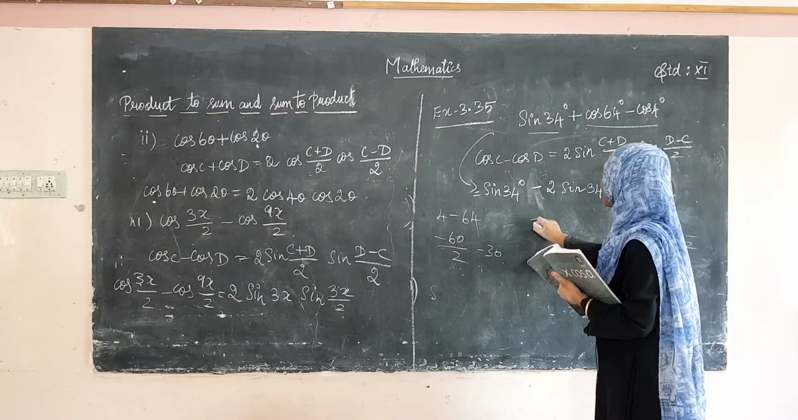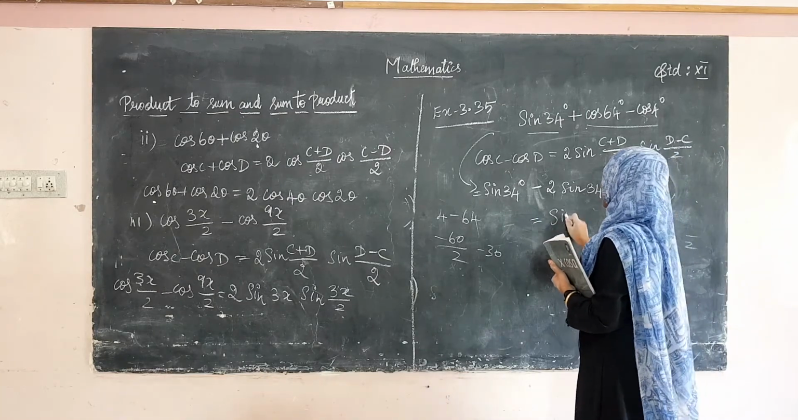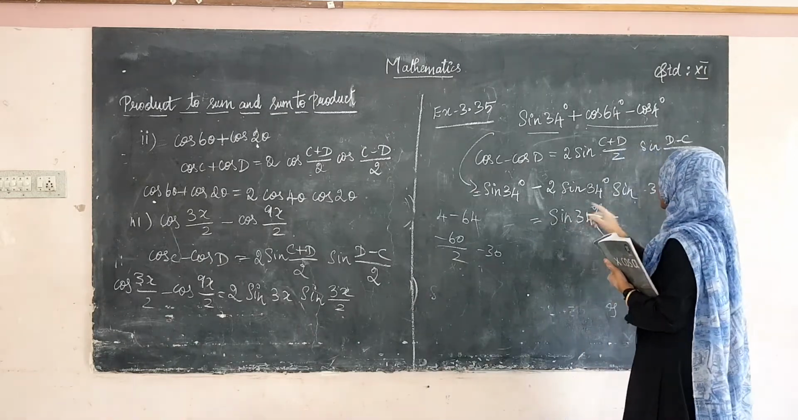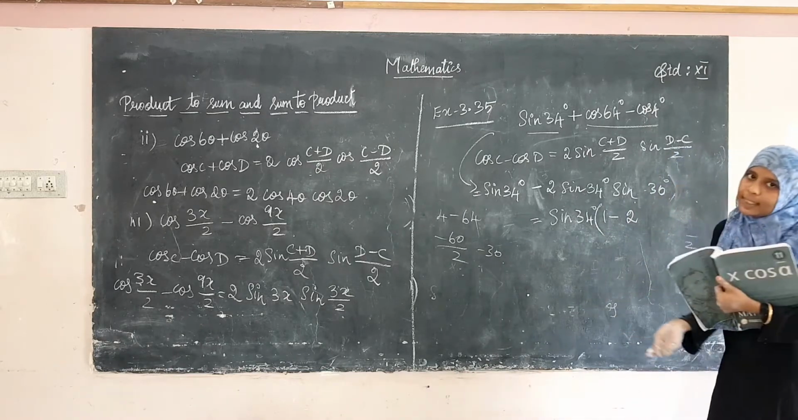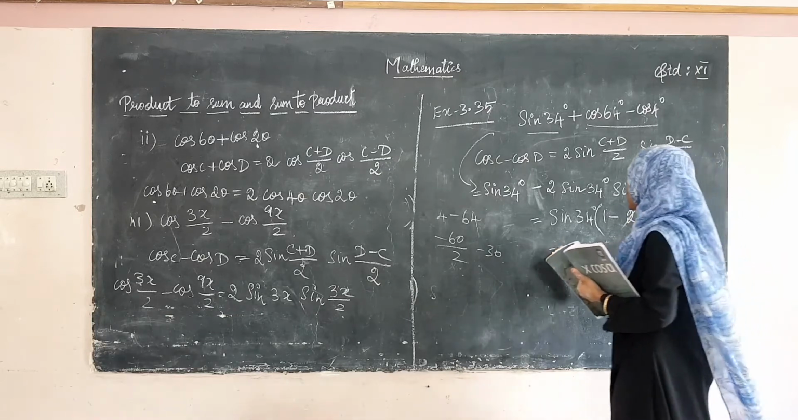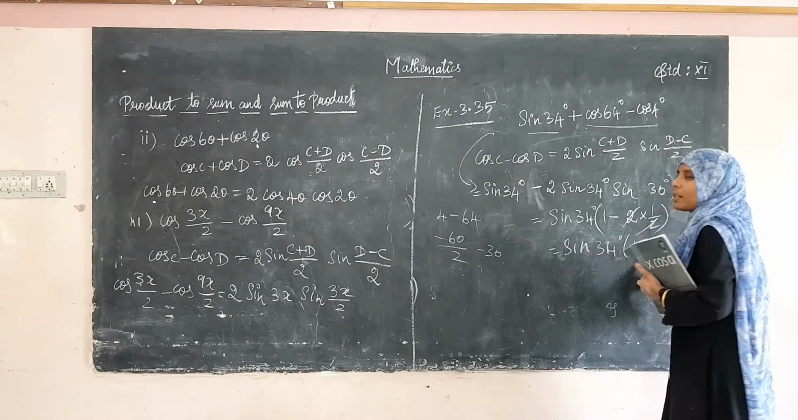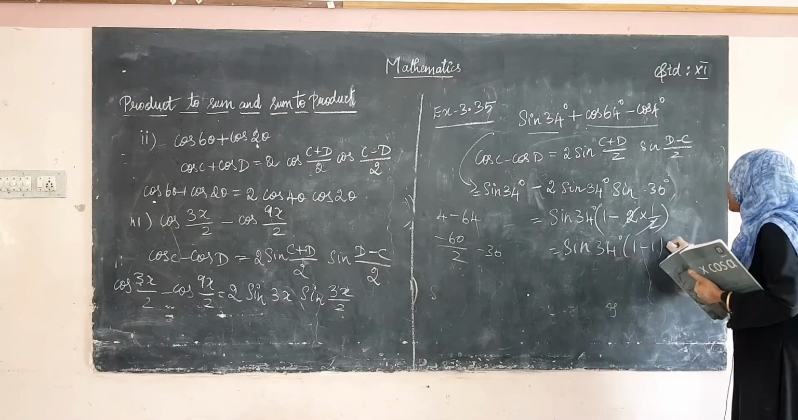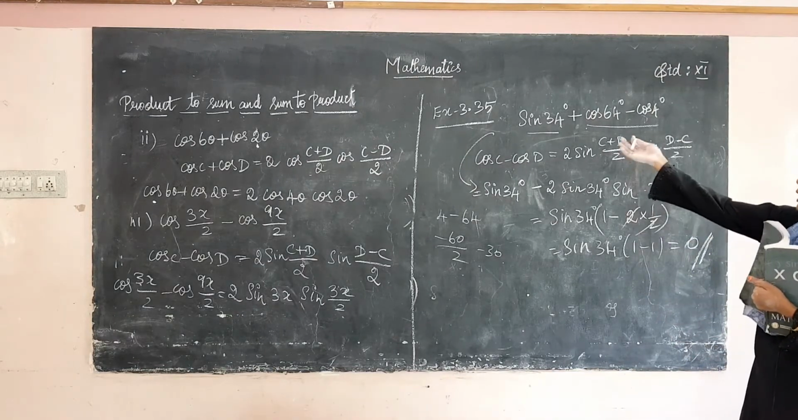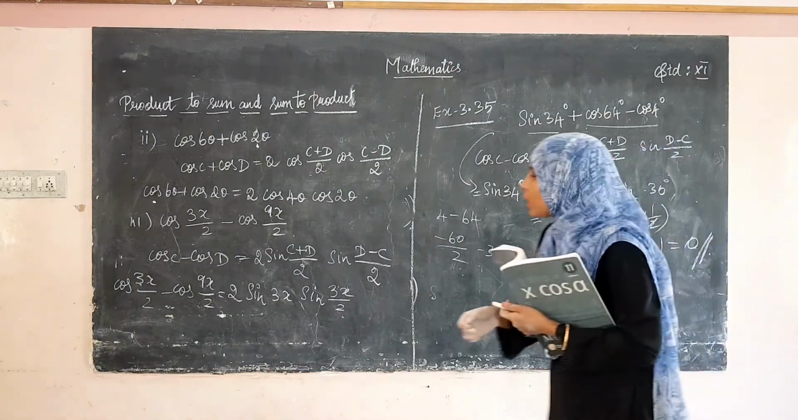Now, see here. Take sin 34 degree outside. So, here the balance is 1 minus 2 into sin 30 degree. What is sin 30 degree? It is 1/2. So, this and this get cancelled. Okay, so the answer is sin 34 degree into (1 minus 1). 1 minus 1 is 0. So, 0 into something is 0. The value is 0 here. Okay, so the value of sin 34 degree plus cos 64 degree minus cos 4 degree is equal to 0.